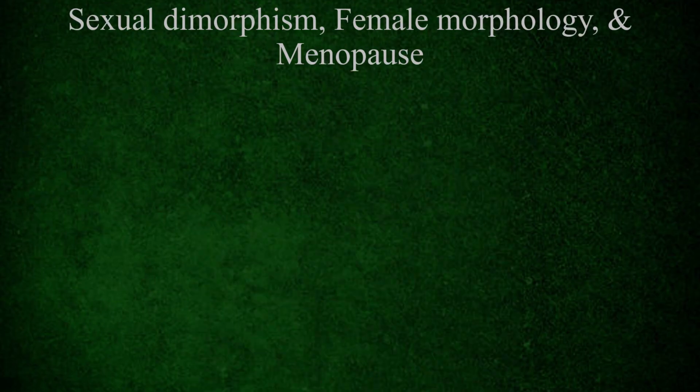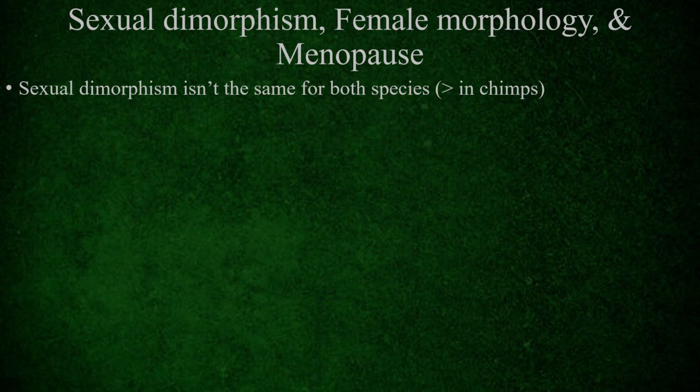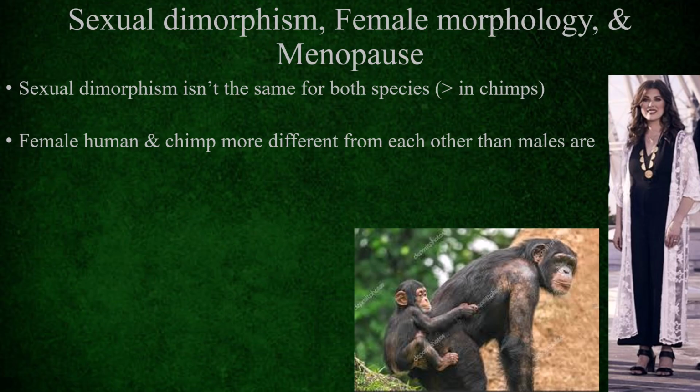Next, look at sexual dimorphism, female morphology, and menopause all together. Just like the first set, they're fairly related. When it comes to sexual dimorphism, which is physical distinction between the genders within a species, this isn't the same for both species, for humans and chimps. It is greater in chimps, meaning there is greater difference between male and female chimps than there is between male and female humans.